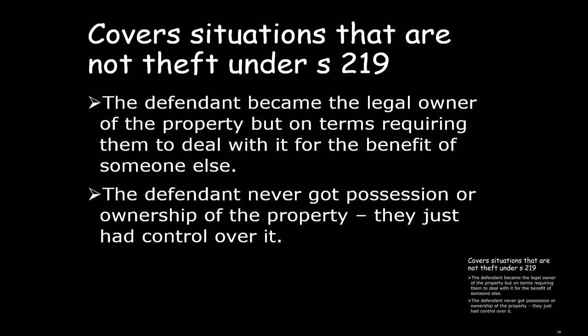So it can cover situations that theft doesn't cover. So particularly around fungibles, as I said, around money, where you receive money, which of course being a fungible means that you've got ownership. And if you have it on terms to do something with it, and you've done something different, then this is where Section 220 will come in, where 219 didn't. It will also cover a situation where the person actually didn't ever receive possession or ownership over the property, but had some kind of control over it.